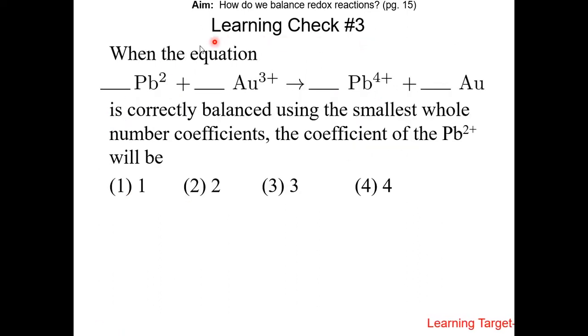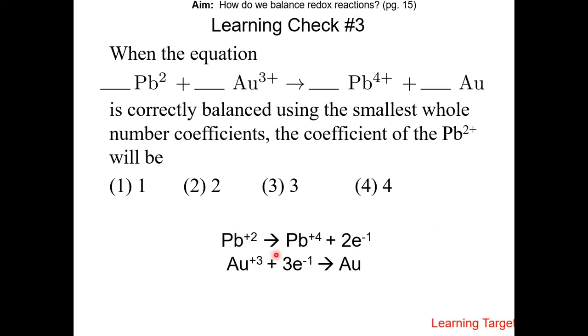Learning check number 3. When the equation is correctly balanced using the smallest whole number coefficient, the coefficient of lead positive 2 will be what? Pause the video and resume as completed. One way of tackling this question is using the half reaction method. You write the oxidation and the reduction half reaction.